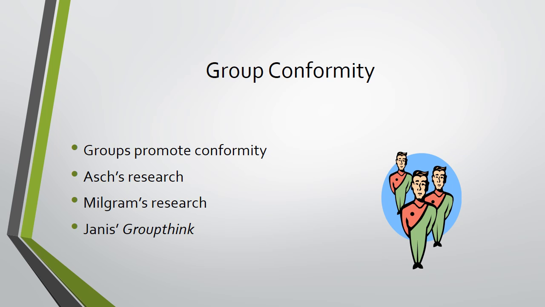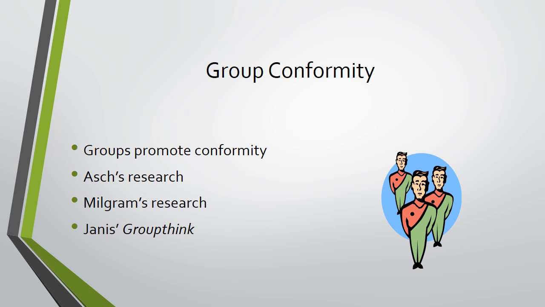Group conformity is another fascinating area of group dynamics. Groups promote conformity. People want the feeling of belonging. Asch's research into group conformity showed that many of us are willing to compromise our own judgment to avoid being different, even from people we don't know. In Asch's research, people felt pressure from others in the group to give what they knew was the wrong answer. You can see a video of Asch's experiment in this unit.